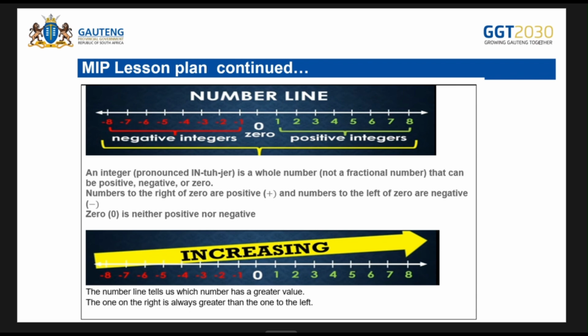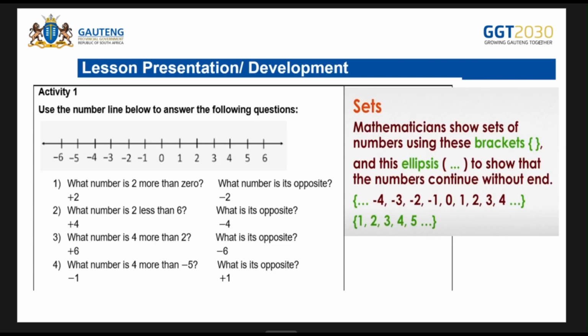The next activity is a very great exercise that you can do with the learners to ensure that they understand. So I would like us to quickly have a look at number 2, right? Number 2 reads as follows. What number is 2 less than 6? When doing an exercise such as this, ensure that words such as more, less, opposite are clear to the learners. You also need to ensure that they understand what they are reading, right? So we'll read the question again. What number is 2 less than 6?